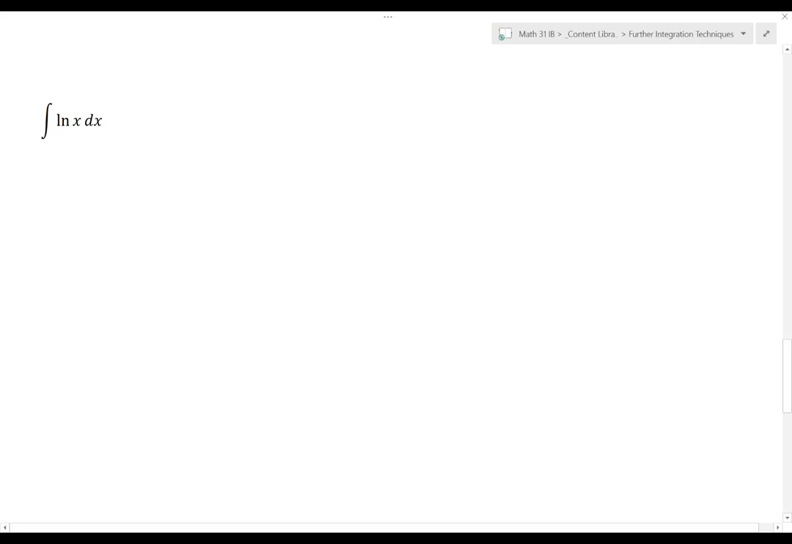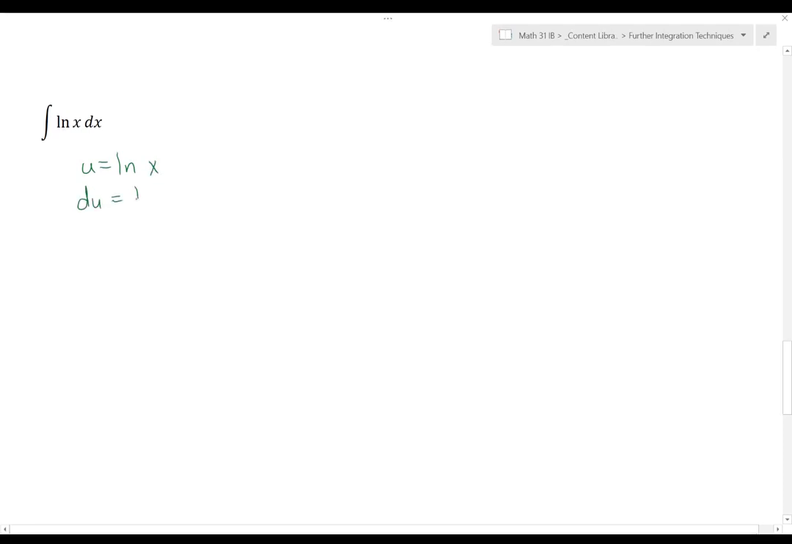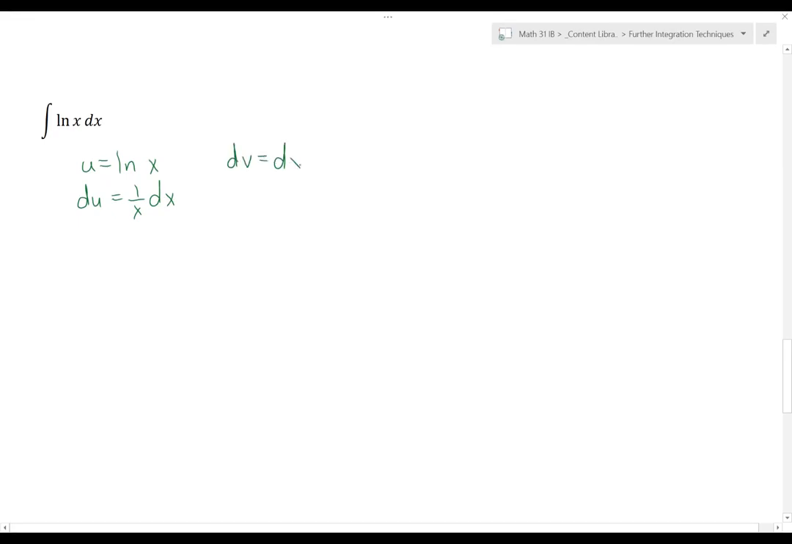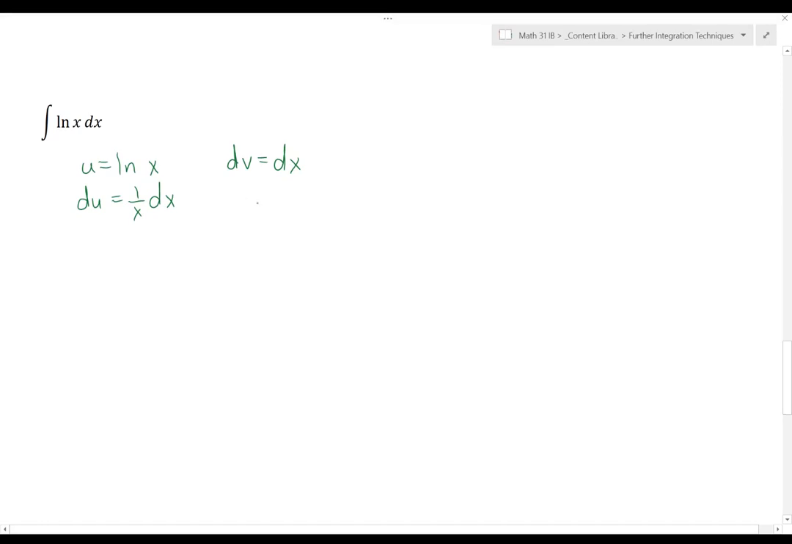And what I just said, if you have ln of x, make that u. So u equals ln of x. That means that du equals 1 over x dx. And all that's left to be dv is dx, because I need every part of that original integral to be here. So that means v equals x.